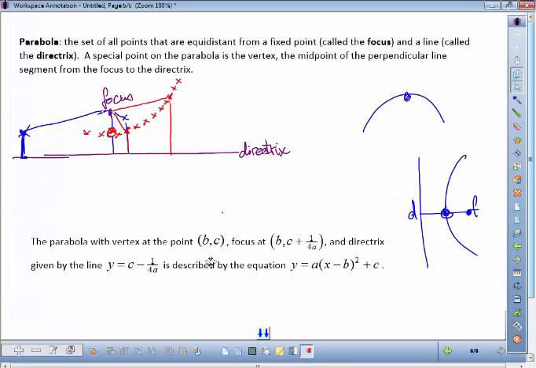So we define vertex. The vertex is going to be that special point. A parabola with a vertex at the point (b, c) with a focus point (b, ...). They make this kind of weird because they want to make it fit nicely into a familiar formula that we want to continue to use. So your equation of that parabola is y = a(x - b)^2 + c. And that gives you your standard equation of a parabola. So this would be a parabola that's pointing up or down.